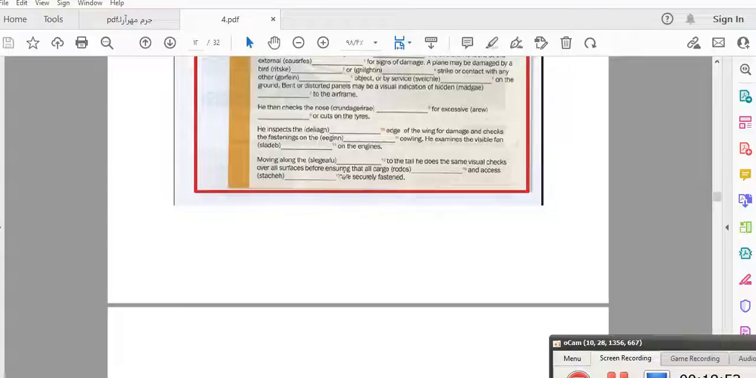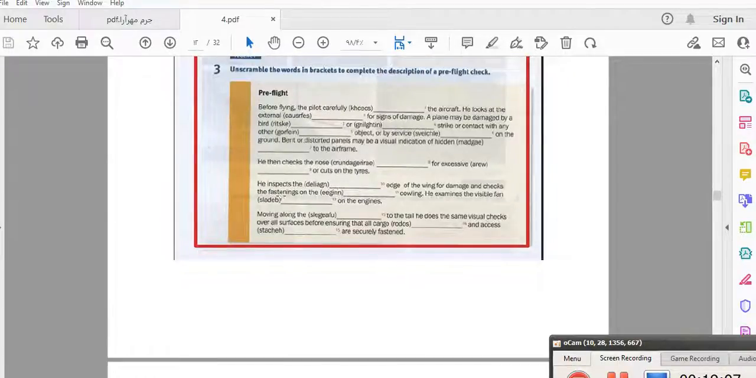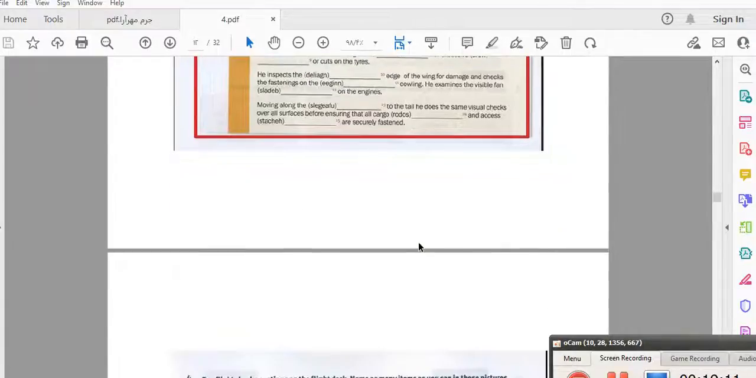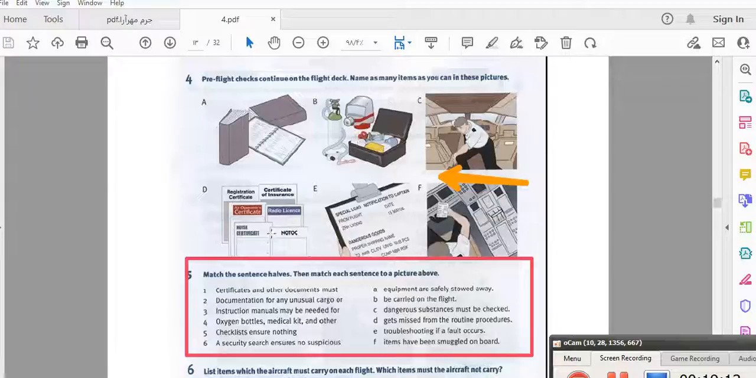Before ensuring that the cargo doors and access hatches are successfully fastened. It means closed, completely closed, carefully closed. So, do this part. Take a photo and send it to me. Let's go to the next part.